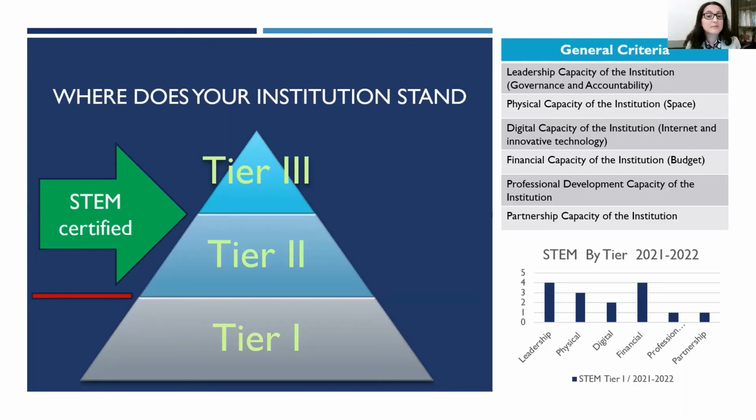Professional development capacity of the institution, and this is one of the most major criteria that schools should really focus on, because without professional development, there can be no STEM or STEAM in your school. This is very, very obvious, because there will be certain tasks and certain methodologies and strategies that teachers should know about. And the last criterion is the partnership capacity of the institution.